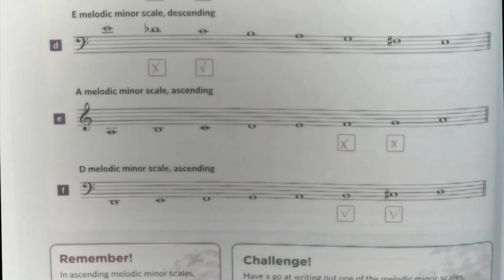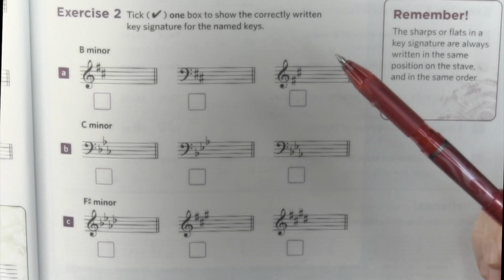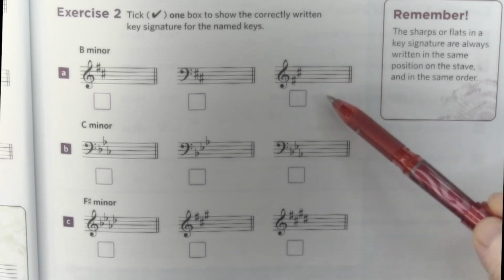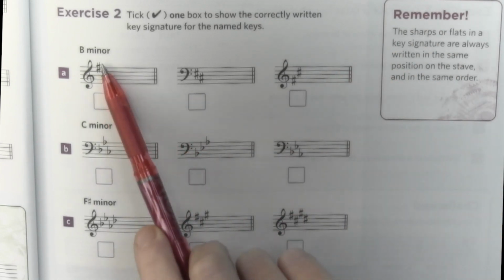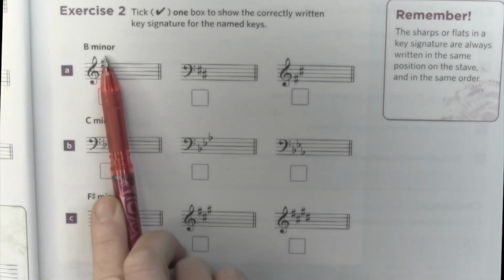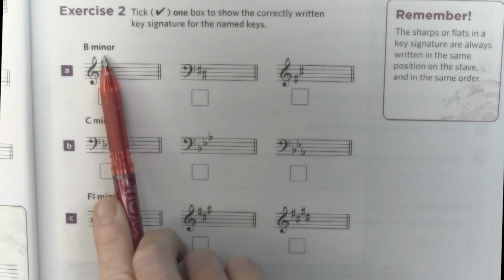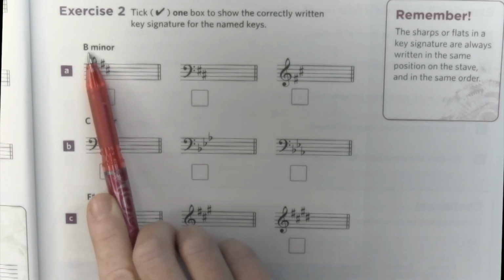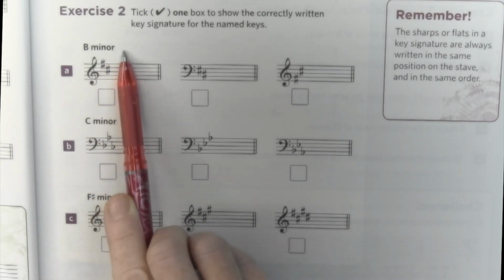Let's move on to exercise 2. In exercise 2, we need to tick the box where we see the correct key signature of the given keys. B minor is the first one. Now B minor, okay, so the minor and relative major scales share the same key signature. So from the minor, you need to go to the relative major scale or key. B minor, 3 semitones up makes it D major.